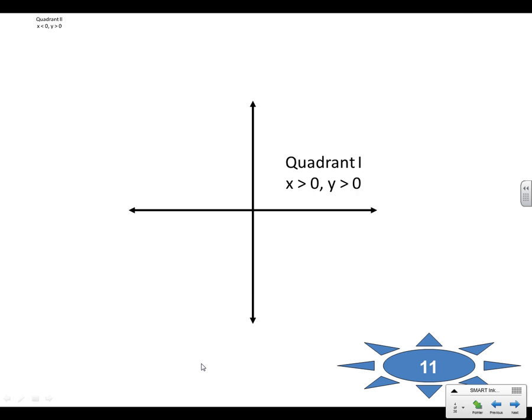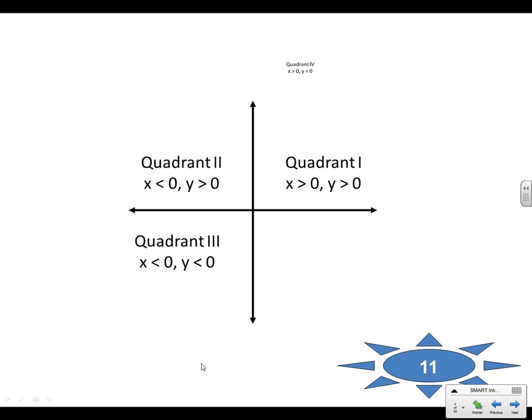Alright, so look at all these fancy things flying in here. It's amazing. Alright, quadrant 1, and we go counterclockwise. 2, 3, and 4. And we know that for example, in quadrant 4, x is greater than 0, y is less than 0. And so if you know the signs of your points, you know which quadrant you're in. Okay, let's try a problem. Go ahead and pause the video and try problem 11.